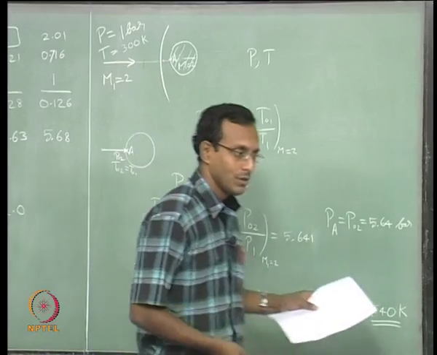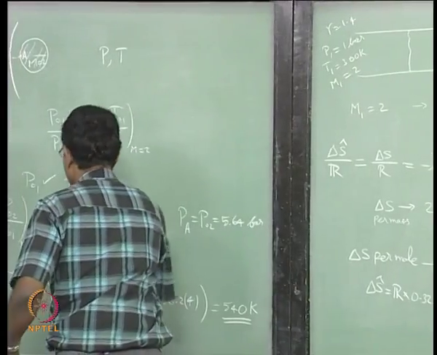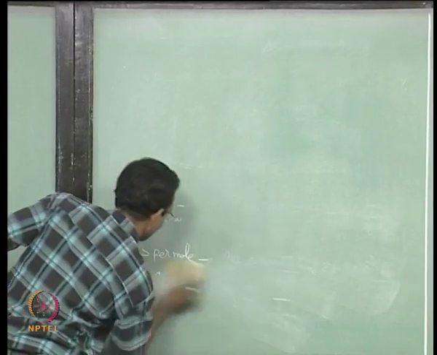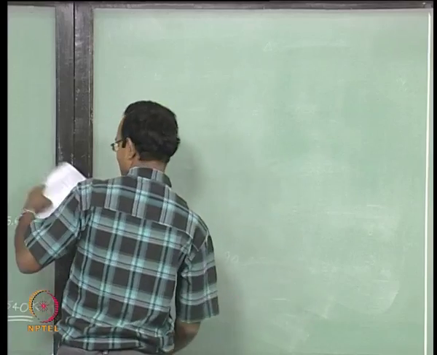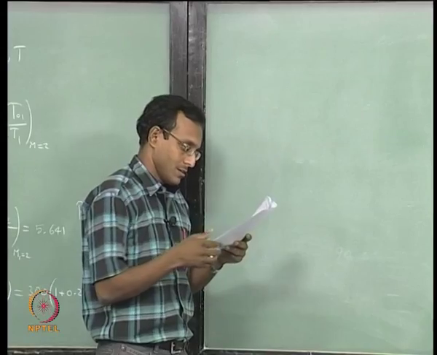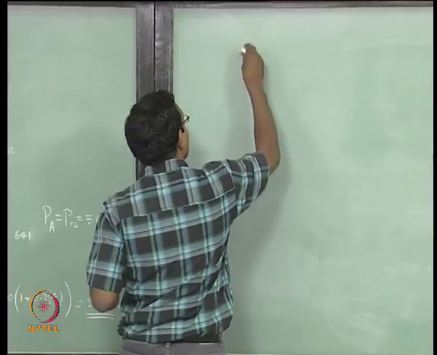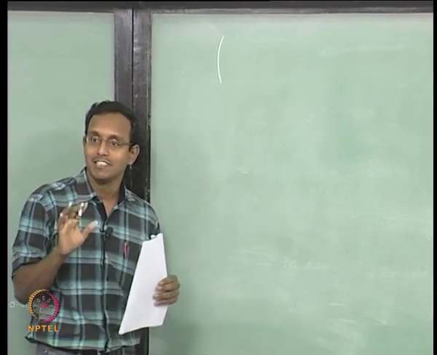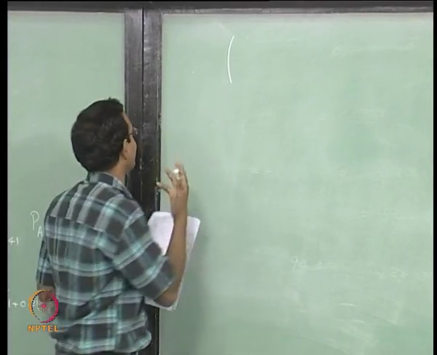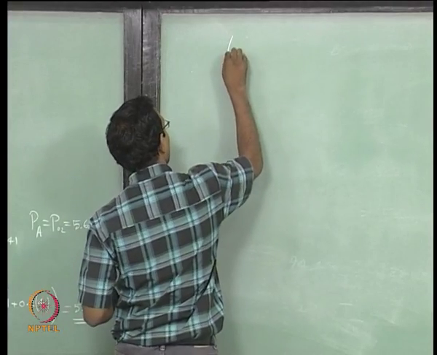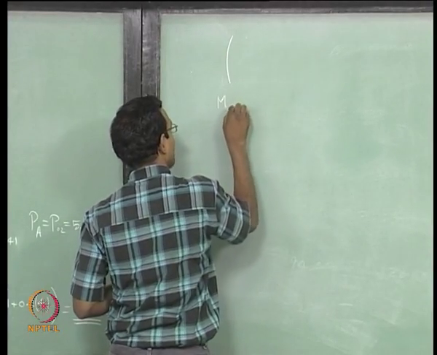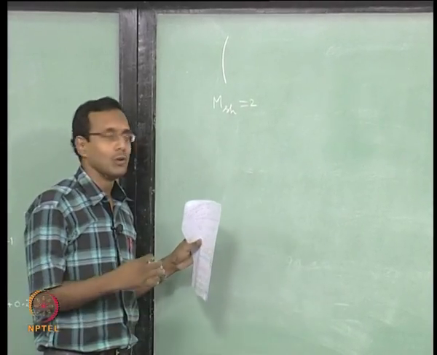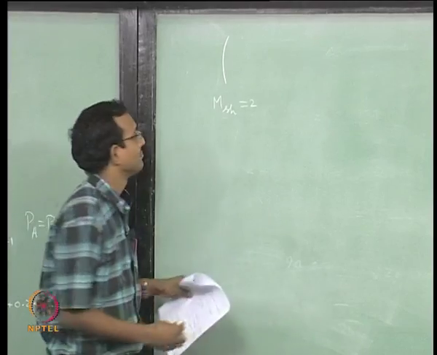Now, I want to look at the same problem in a different form. We are going to look at moving shocks. It is the same problem, a cylinder. I am going to say that the shock has the same strength, P2 by P1 is the same as in this case, with shock Mach number equal to 2. We already solved the problem partly, and I am going to look at it from the moving shock perspective.